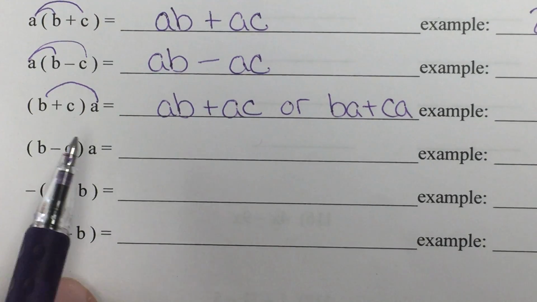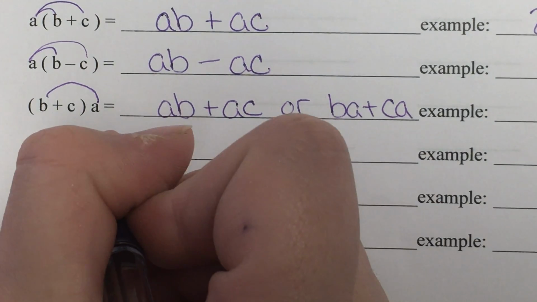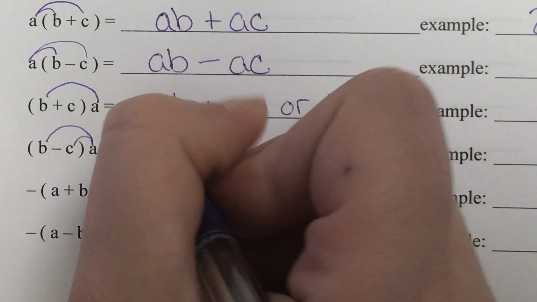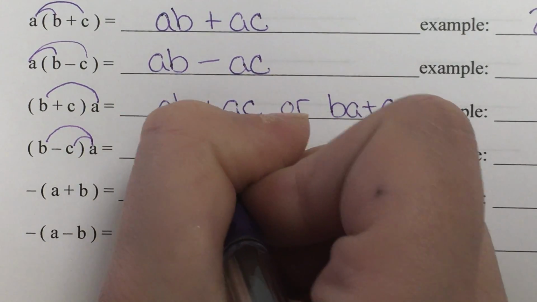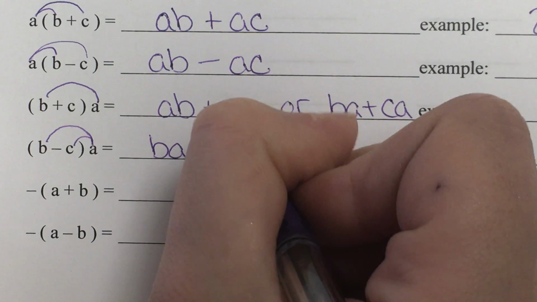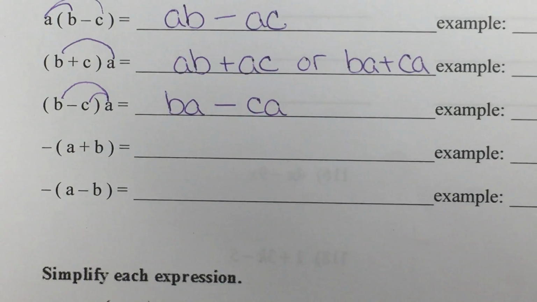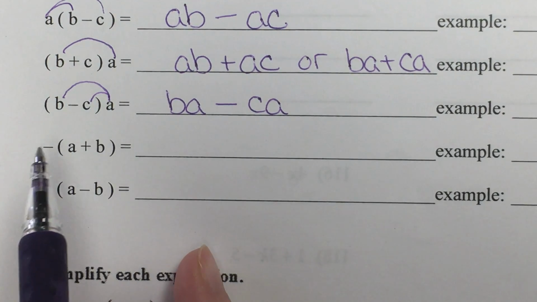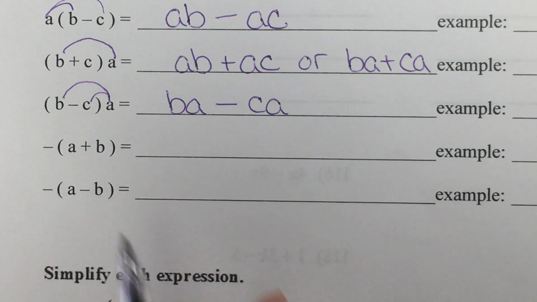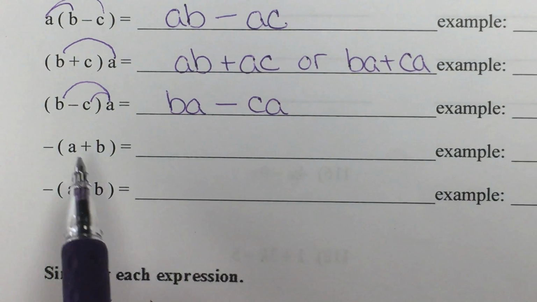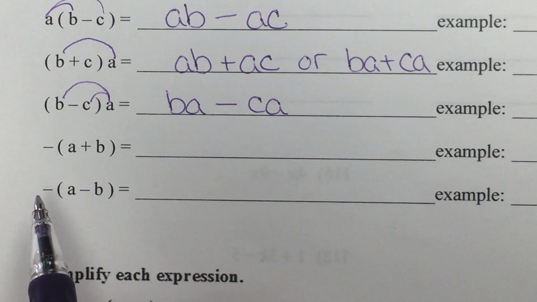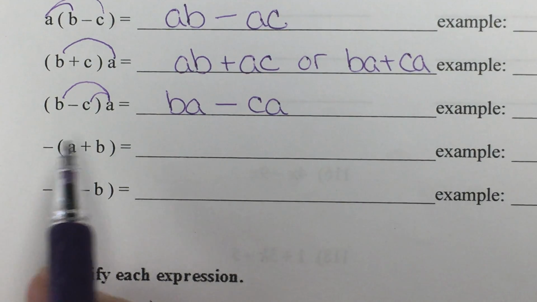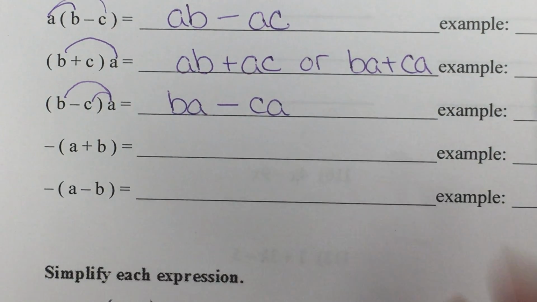All right. Here, same thing. We're going to distribute A to the B and to the C, so we'll have BA minus CA. Now, these last two look a little tricky because at first glance you might think, well, there's nothing outside here to distribute. Well, actually, there is. When there's just a negative sign out in front, you still need to distribute that negative. It's kind of like saying this is a -1.